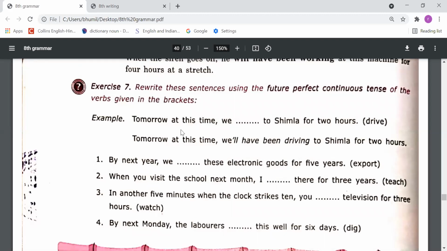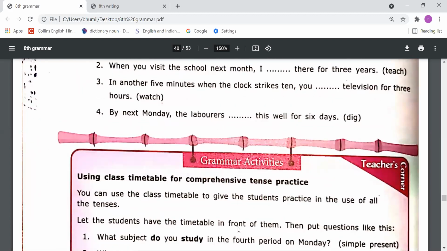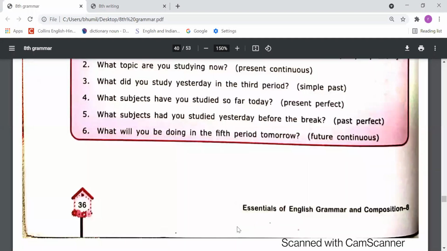Tomorrow at this time we to Shimla for 2 hours. So we can say that tomorrow at this time we will have been driving to Shimla for 2 hours. So in this way you have to do this exercise. Now this chapter is completed.